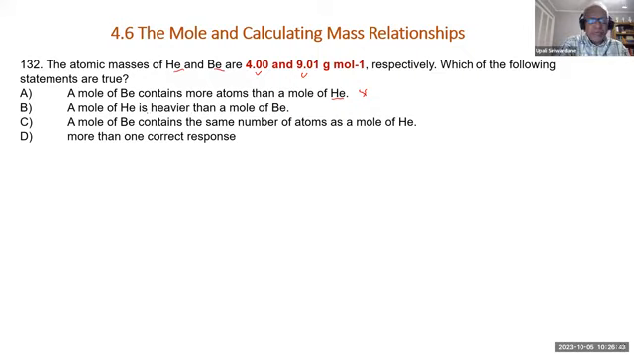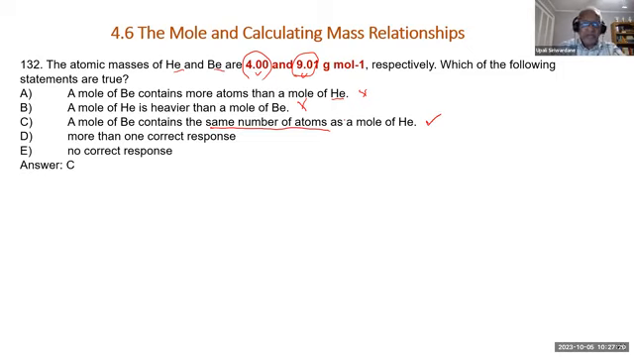A mole of helium is heavier than a mole of beryllium. If you look at that, these are moles. Helium is not heavier, it is lighter. Therefore, that's not true. A mole of beryllium contains the same number of atoms as a mole of helium. That's the correct answer. There's no more than one correct response. Therefore, C is the correct answer. That's how you answer questions about the mole concept.